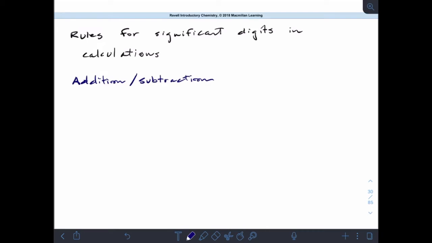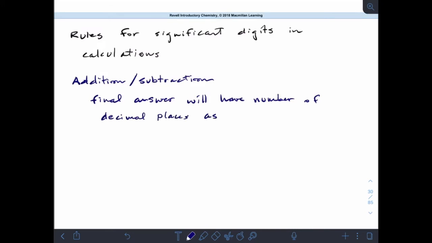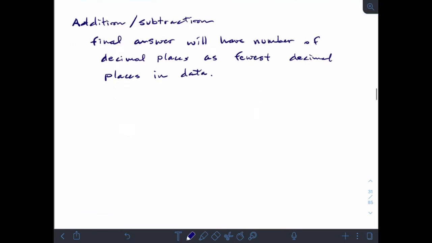Okay, so your final answer will have the same number of decimal places as the fewest decimal places in your data, or the numbers that you're working with. All right, so let's take a look at an example of what that looks like.